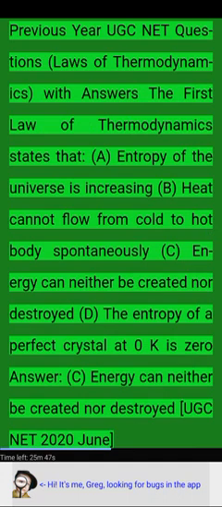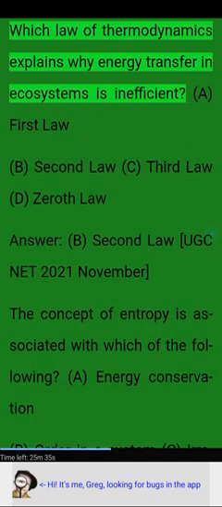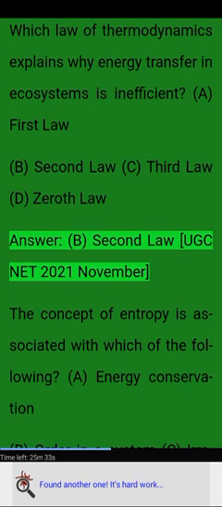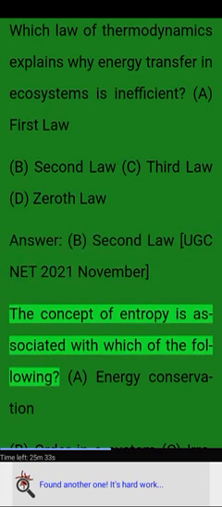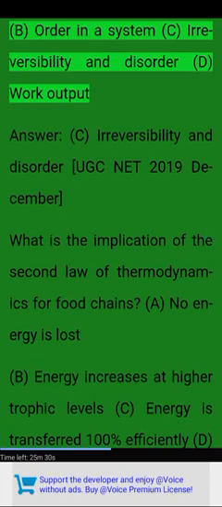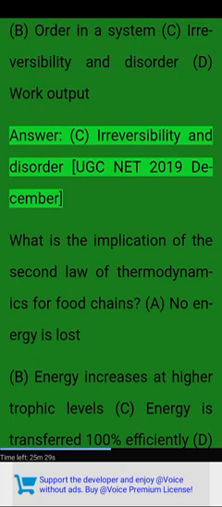UGC NET 2020 June. Which law of thermodynamics explains why energy transfer in ecosystems is inefficient? A. First law. B. Second law. C. Third law. D. Zeroth law. Answer: B. Second law. UGC NET 2021 November. The concept of entropy is associated with which of the following? A. Energy conservation. B. Order in a system. C. Irreversibility and disorder. D. Work output. Answer: C. Irreversibility and disorder.